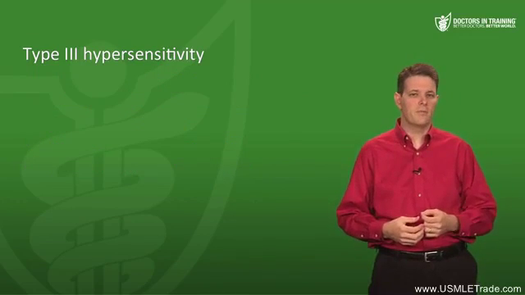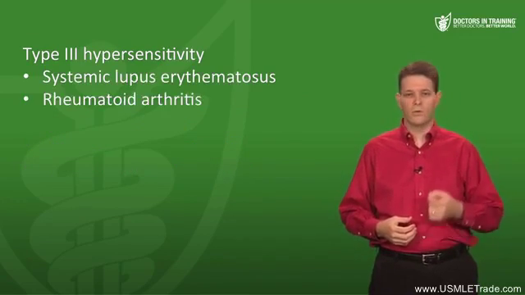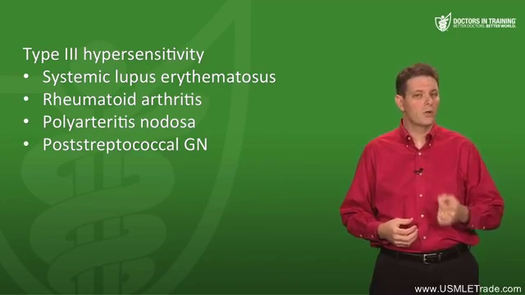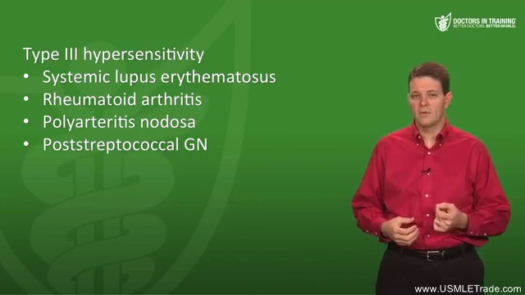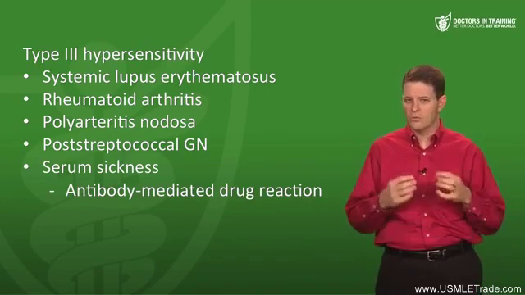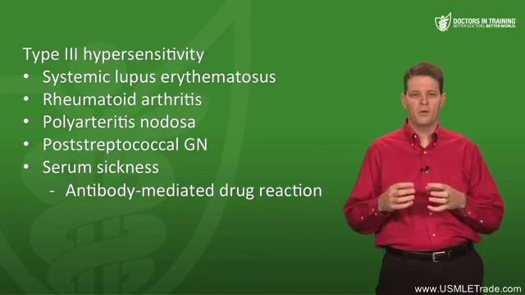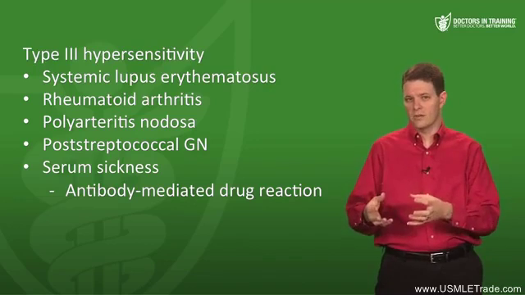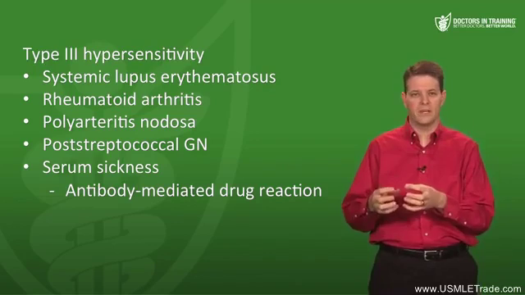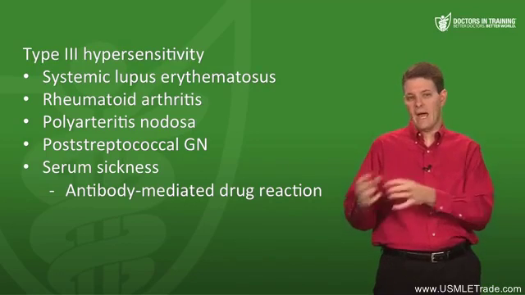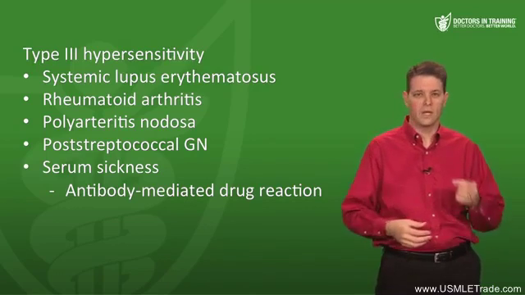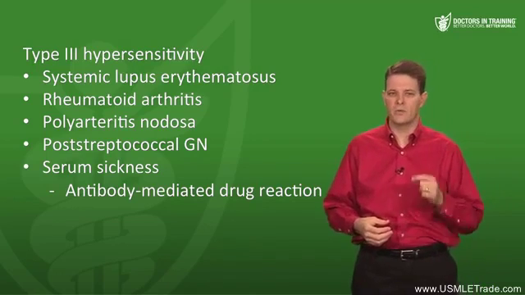Now, examples of type 3 hypersensitivity reactions include lupus, rheumatoid arthritis, polyarteritis nodosa, and post-streptococcal glomerulonephritis. Another classic example is serum sickness. So when you hear serum sickness, I want you to think antibody-mediated drug reaction. In serum sickness, you produce antibodies to foreign antigens like drugs. Most drugs aren't proteins, but the drug acts as a hapten, which is a molecule that gets bound to a carrier protein, and then that hapten protein complex can bind to antibodies and form immune complexes. So again, serum sickness is an antibody-mediated drug reaction.